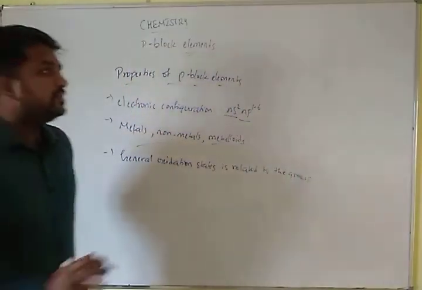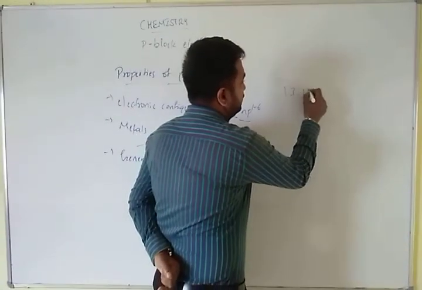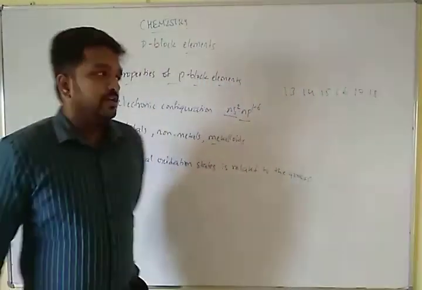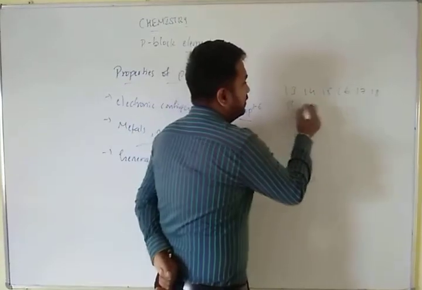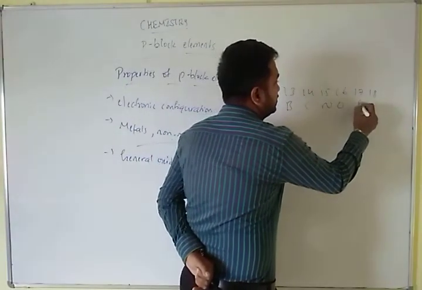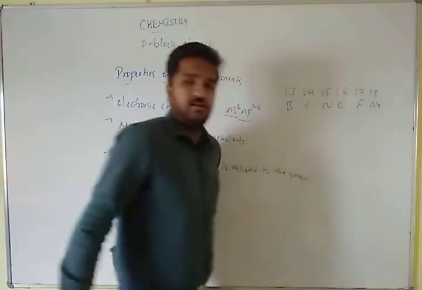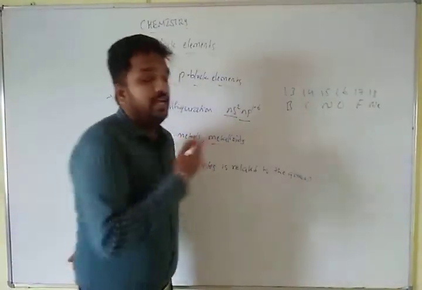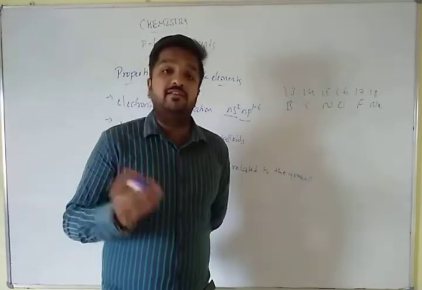So we are focusing on the 13, 14, 15, 16, 17 and 18 groups, which are headed by boron, carbon, nitrogen, oxygen, fluorine and neon. Clear? So coming to the oxidation state, in our previous video we discussed semiconductors.